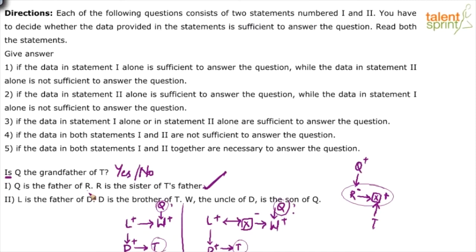Are you able to follow? Can you come to a conclusion from statement 2? No. Because in statement 2, the gender of Q is not given. Unless the gender of Q is given, we cannot answer this question. Q can be the grandfather or grandmother. Both are possible. And hence, statement 2 alone is not sufficient. If statement 2 alone is not sufficient, and statement 1 alone is sufficient, then directly your answer is option 1. You don't have to go for combination in this case. You can directly say that only statement 1 is sufficient. Alright?